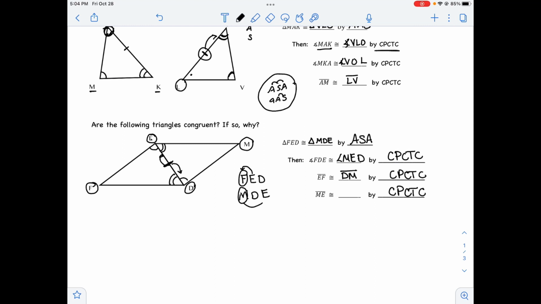And ME, because I did it a little backwards on us, corresponds to FD. Okay, so the stack method really can help. So we're going to make a couple of notes about when you stop and when you keep going.